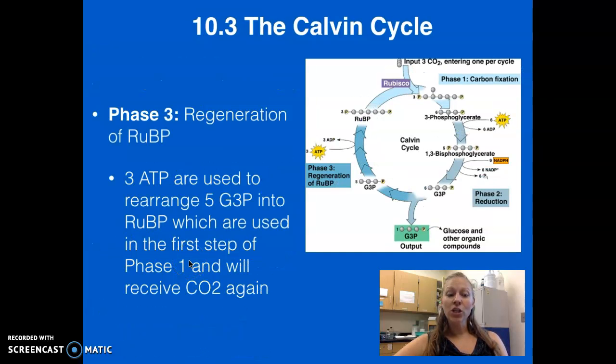Phase 3, regeneration of RuBP. So we are over here. 3 ATP are used to rearrange the 5 G3P that went into the process. They are going to be used in the first step. They will take on carbon dioxide and go into the cycle again. Those are a set of steps that are far more basic than in the book, but this is the extent that you need to learn it.